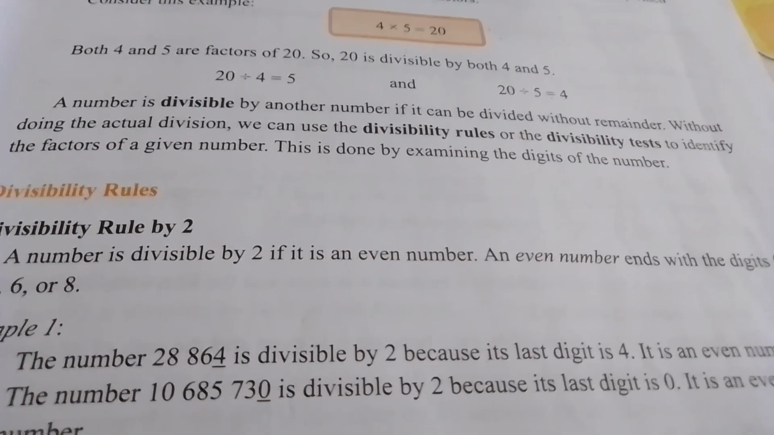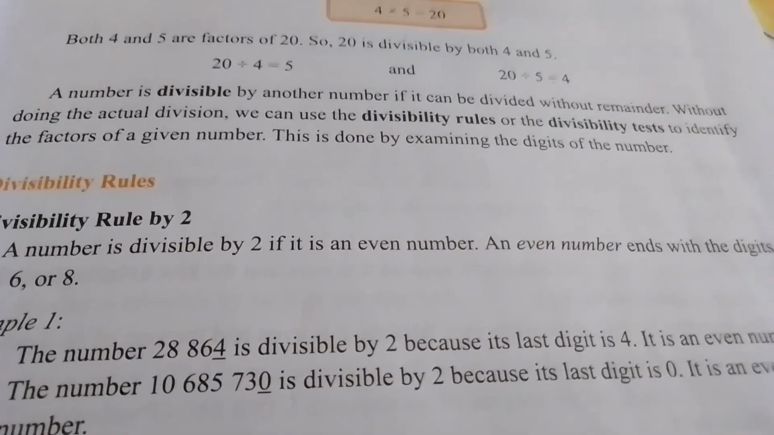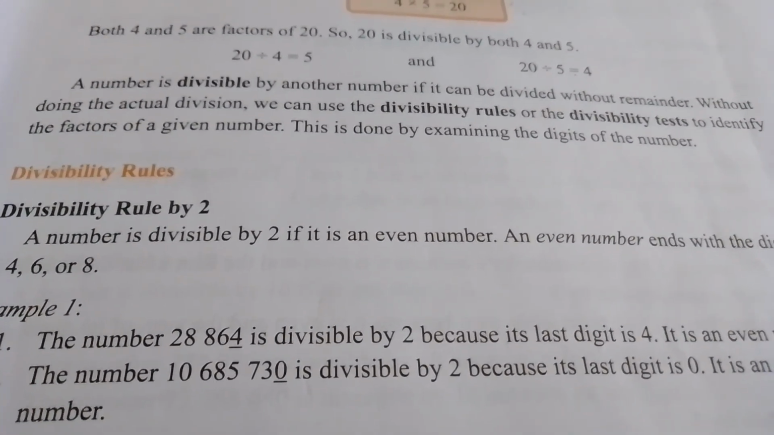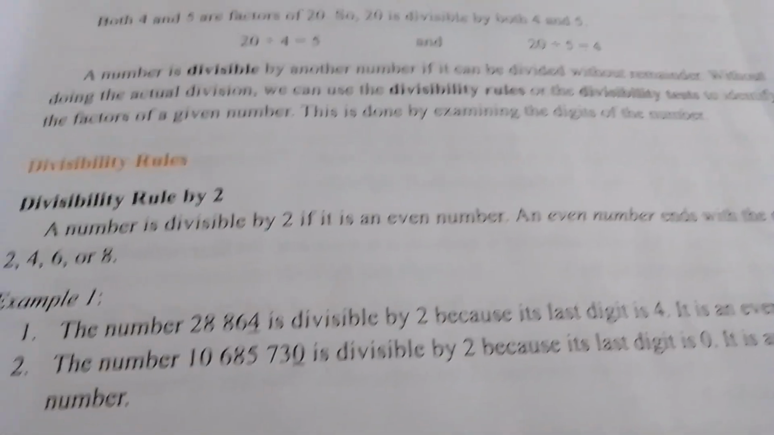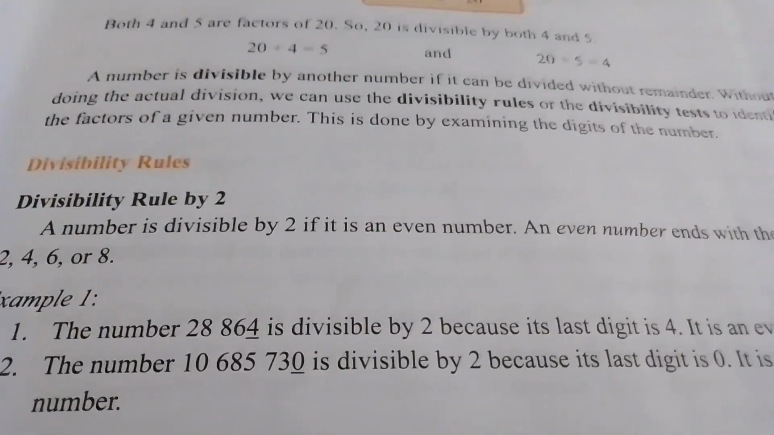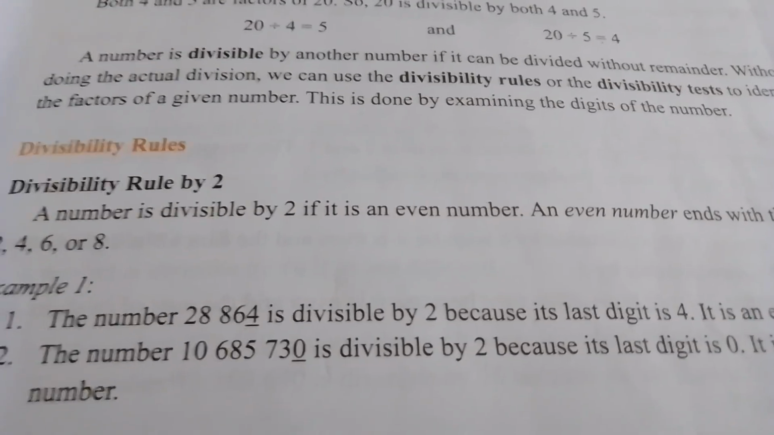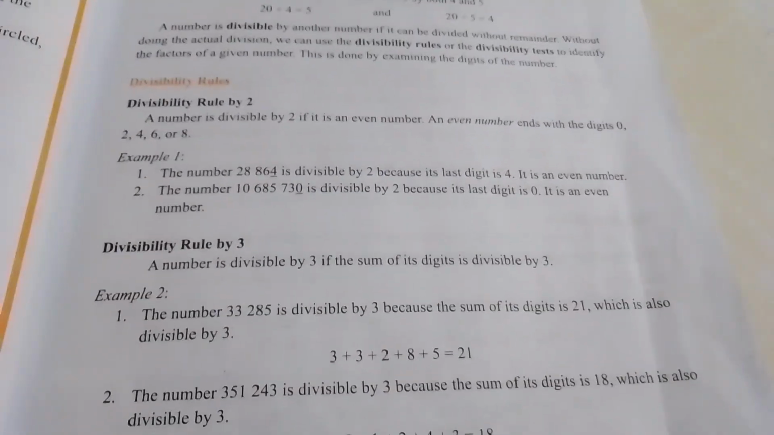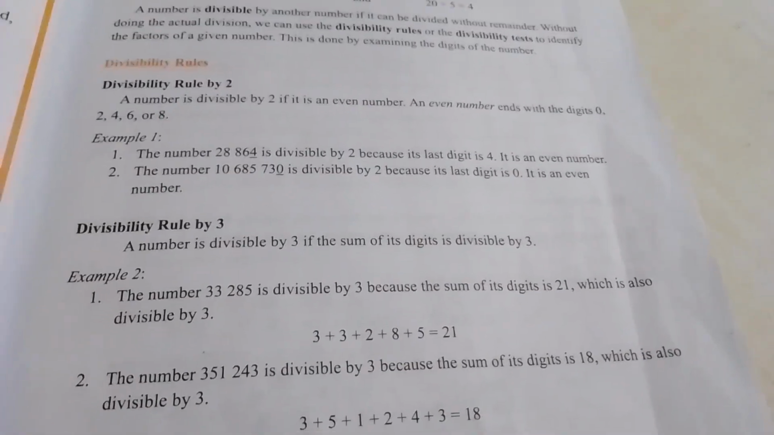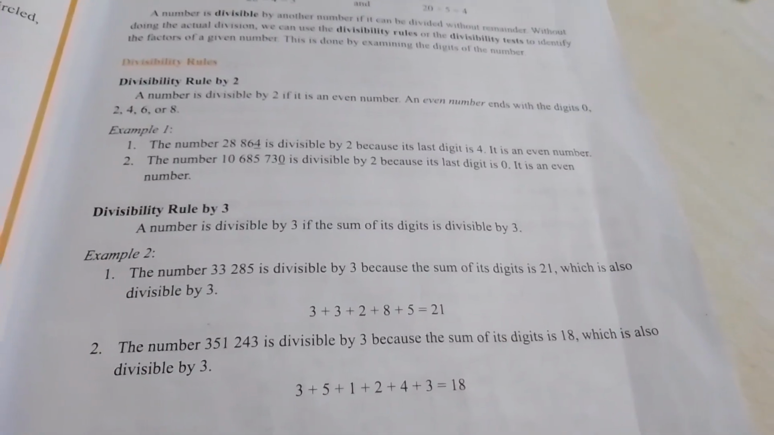This is done by examining the digits of the number. The divisibility rules by 2 to 12. Let's get started. Divisibility rules. Divisibility rule by 2. A number is divisible by 2 if it's an even number.